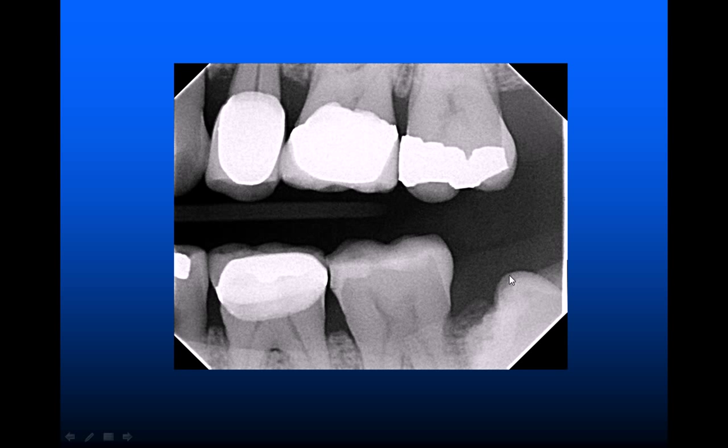Here, we can see the impacted third molar. Now this third molar is actually hidden below the gum tissue. The gum tissue is indicated here by this very faint gray line. So without this x-ray, we would not know that this impacted third molar existed. Other conditions that we can only see using x-rays would be advanced periodontal conditions, shown here by this loss of bone structure surrounding this maxillary second premolar.